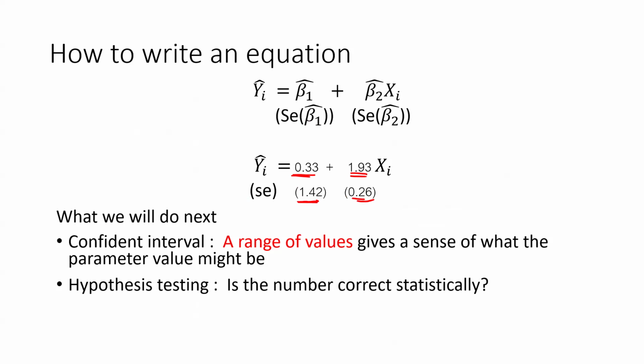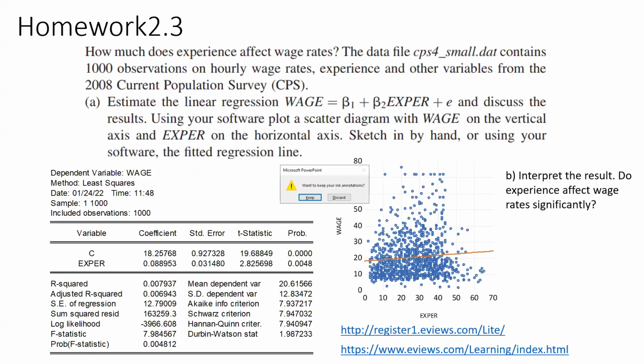So what will we do next? First, we will make a confidence interval. This means a range of values that gives a sense of what the parameter value might be. The second one we call hypothesis testing. It means, is the number correct? Sorry, my bad. Oh, end of chapter now. Accident is accident.